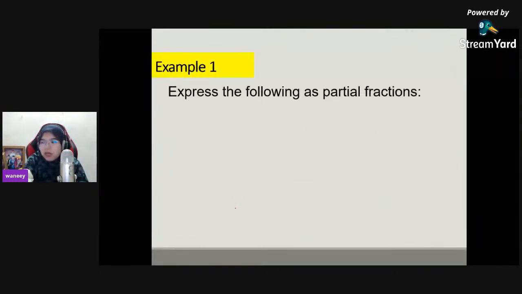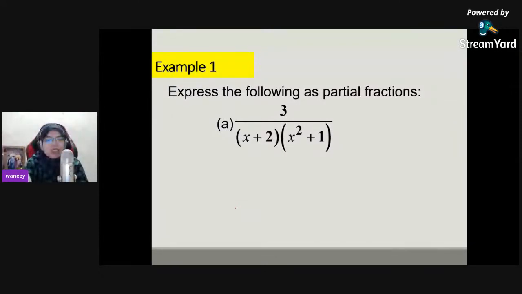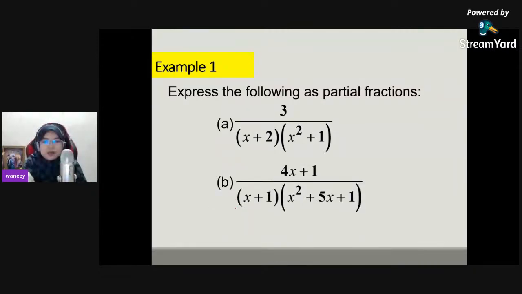Okay, so now let us go to the example expressed as the partial fraction. Tadi just bagi tahu step sajalah. So sekarang kita go to example. Okay, so 3 over x plus 2, x squared plus 1. And then another one is 4x plus 1 over x plus 1, x squared plus 5x plus 1.